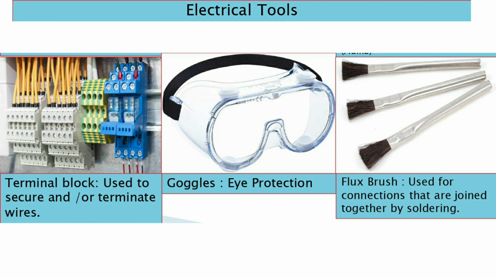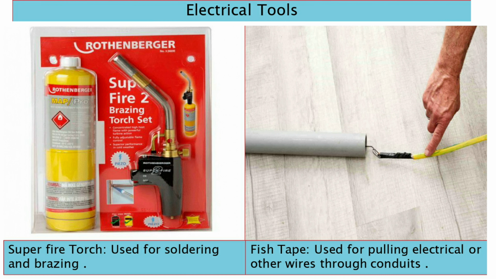Plumb, terminal block, used to secure or terminate wires. Goggles, eye protection. Flux brush, used for connections that are joined together by soldering. Super fire torch, used for soldering and brazing. Fish tape, used for pulling electrical or other wires through conduits.